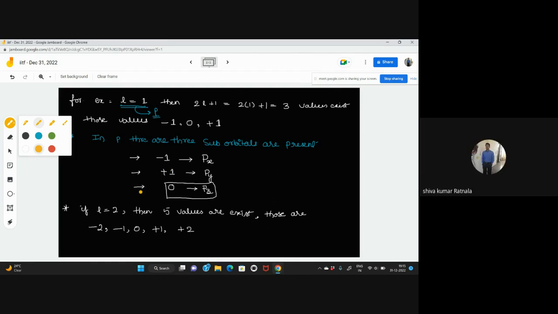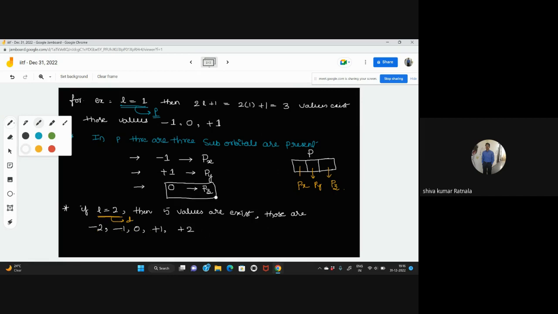Okay, sir. So L equal to 2 means which orbital it will represent? D orbital. So in D there are 5 suborbitals, we can say 1, 2, 3, 4, 5. Generally, if I'm taking p orbital, there are 3 p orbitals, right? And in that p also we have suborbitals. This I'm taking as px, this I'm taking py, and this I'm taking as pz.